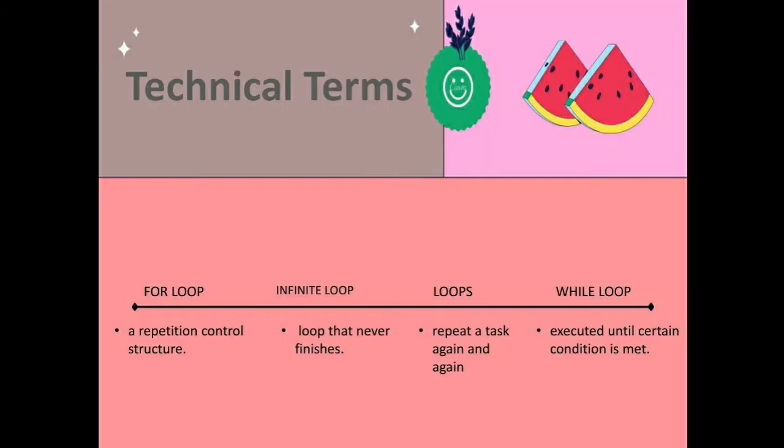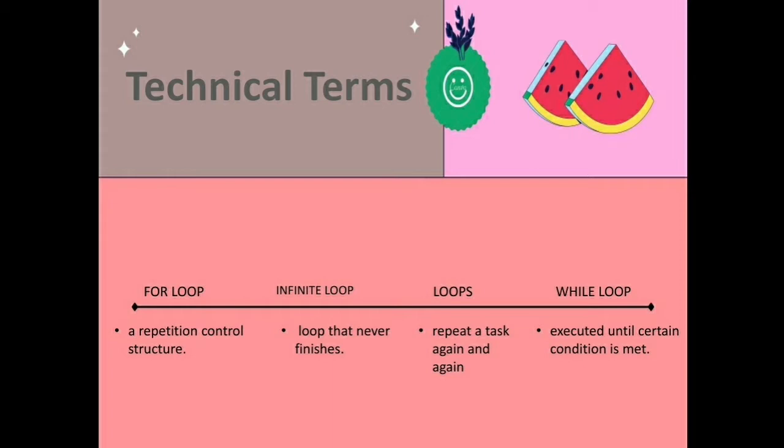Let's know our technical terms. First, for loop, a repetition control structure. For loop is a control flow statement for specifying iteration which allows code to be executed repeatedly. Second, infinite loop, a loop that never finishes. An infinite loop occurs when a condition always evaluates to true.